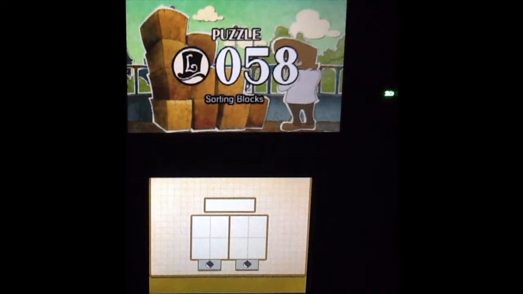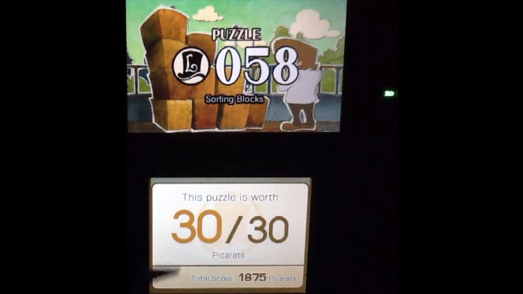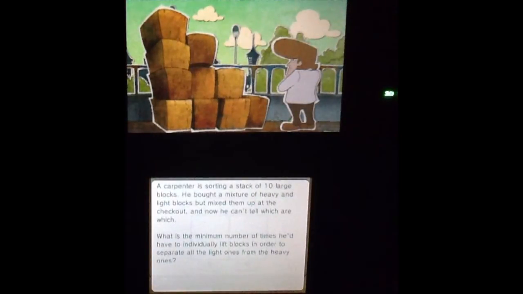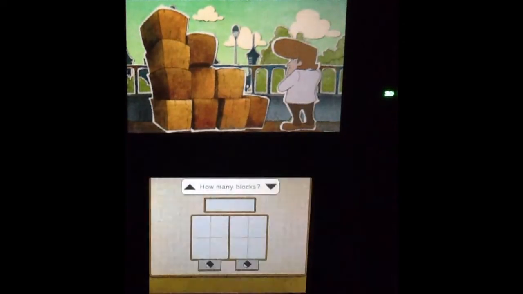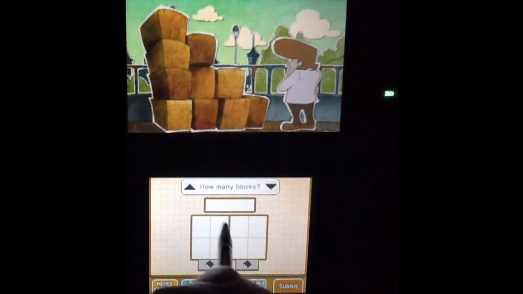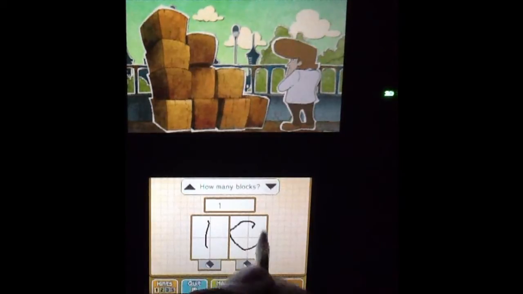Puzzle number 58, Sorting Blocks. In this puzzle, you need to have common sense. You see, some of these blocks are light, and some of them are heavy. You need to lift them in order to figure out which blocks are heavy and which blocks are light. How many blocks do you have to lift in order to figure this out? You have to lift every single block. Therefore, your answer is 10.